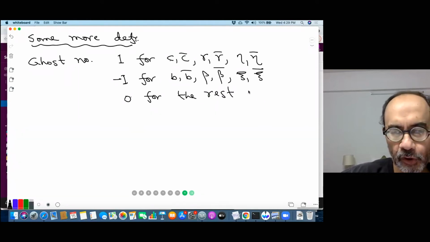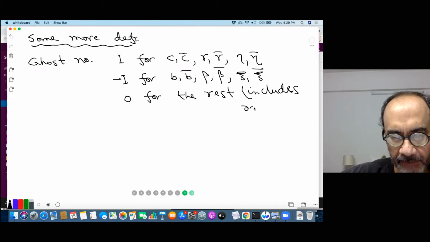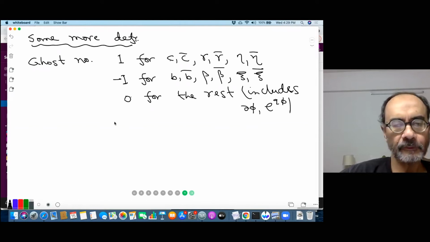And that includes these fields, includes del phi and e to the q phi. So e to the q phi also has ghost number 0.